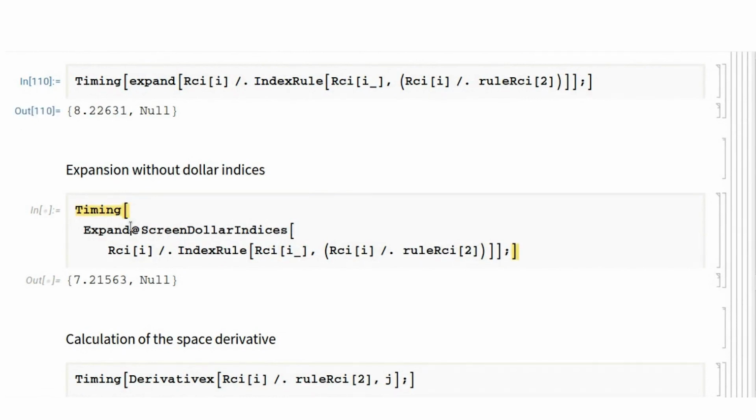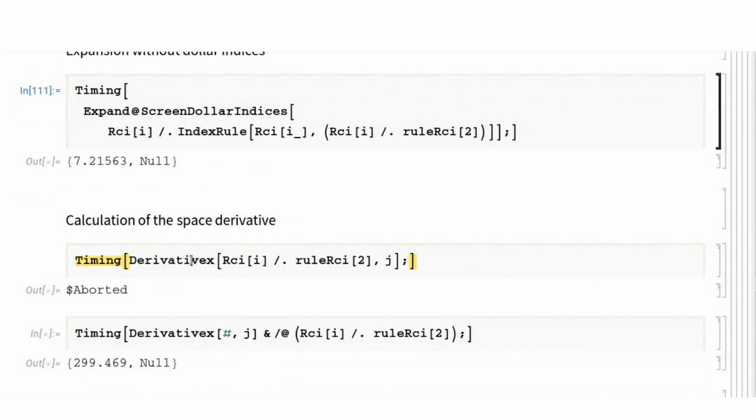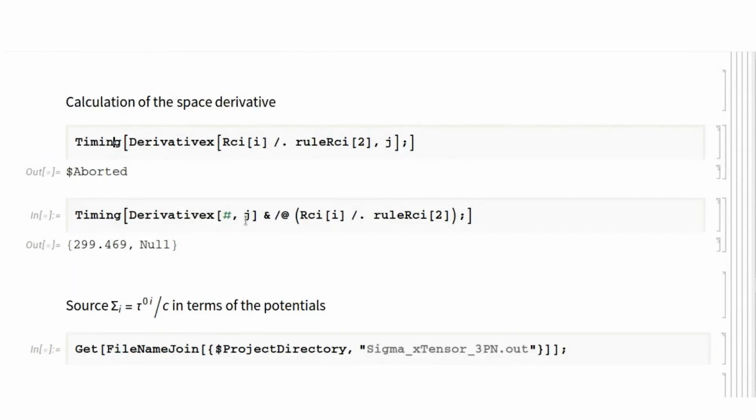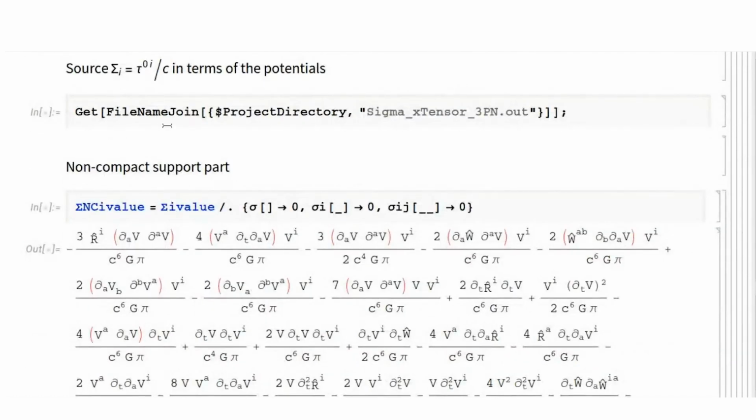Another way to do the same would be to avoid screen dollar indices, but this is still longer than the previous solution. I will not even try to apply my derivative x because the dollar indices appearing in this differentiation make it quite long. It is shorter if you map the result. So I have a map derivative x command to do that actually.